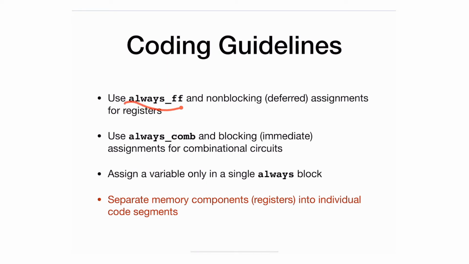The coding guidelines that we have seen are: we need to use always_ff with non-blocking for registers, always_comb with blocking for combinational, and you only assign the variable once in one always statement. But what's more relevant to the FSM is that you need to separate the memory component into individual code segments.